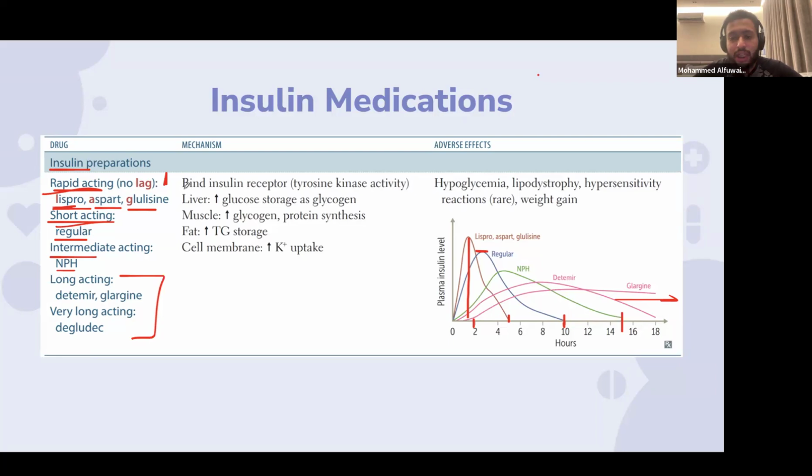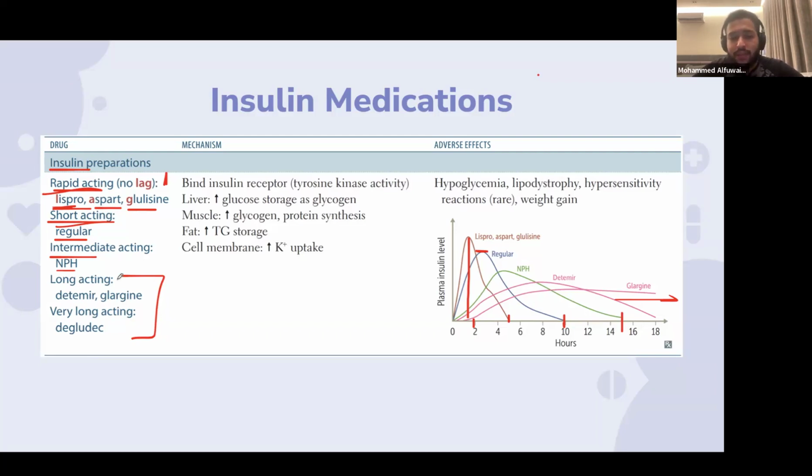Every patient who was diabetic with type 1 diabetes or on insulin medications, in the hospitals that I've ever seen, are doing this combination. A long acting plus a rapid acting. Okay, rapid acting for postprandial control of glucose and long acting for the entire day. Okay, this achieves the best glycemic control. Okay, for patients with type 1 diabetes.